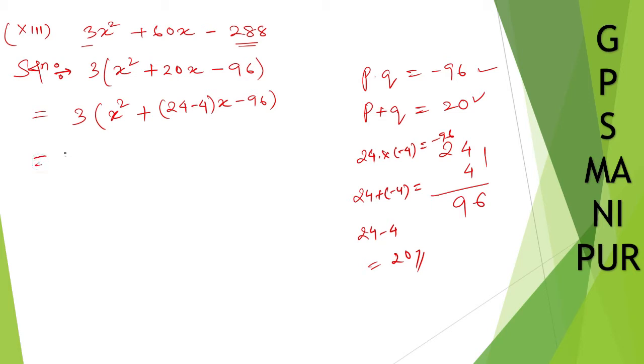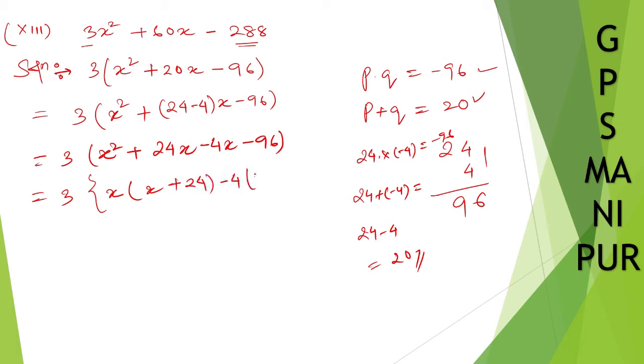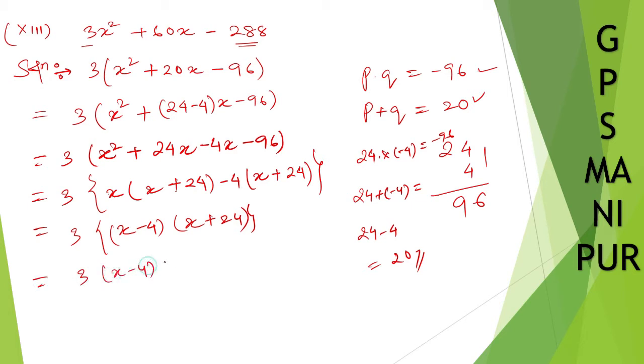Now 3x squared plus 24x minus 4x minus 96. Take x common from both, so x will be here, and here x remains, so let us replace this by curly braces. x remains plus 24 remains here. Minus 4 take common, so x remains, minus goes out, so it will be plus 4 times 24 is 96, and close the bracket. So now 3, x minus 4 and x plus 24 taken common from both. Now you can write it like this: 3 into x minus 4 into x plus 24. And this is your answer.